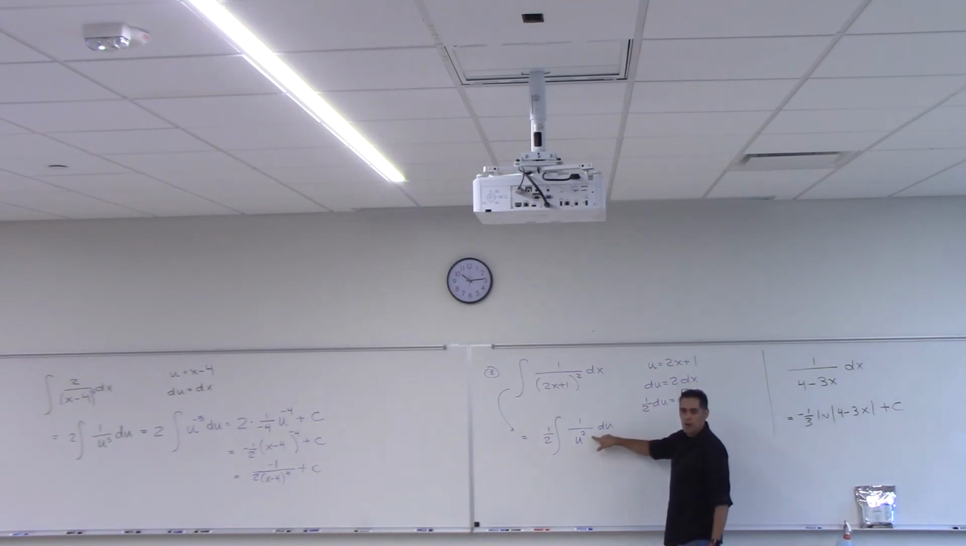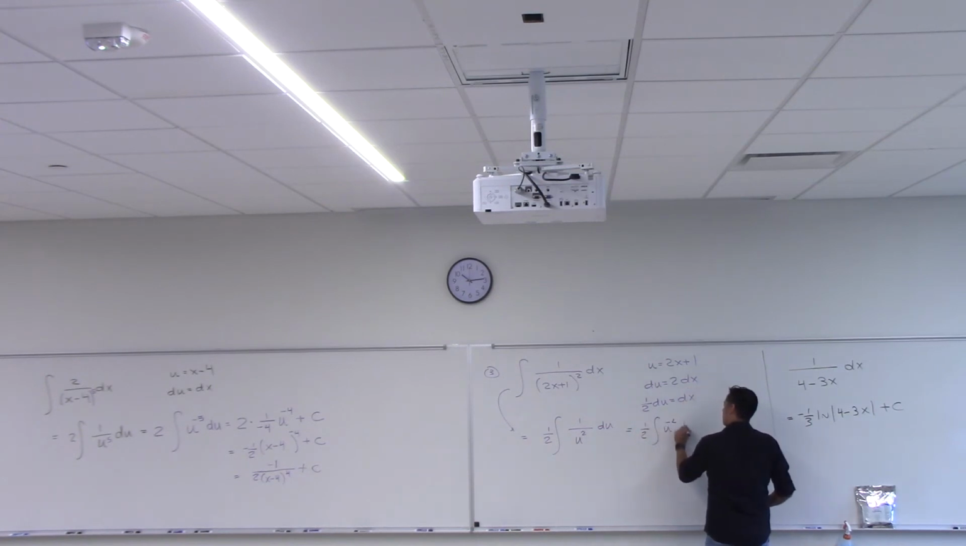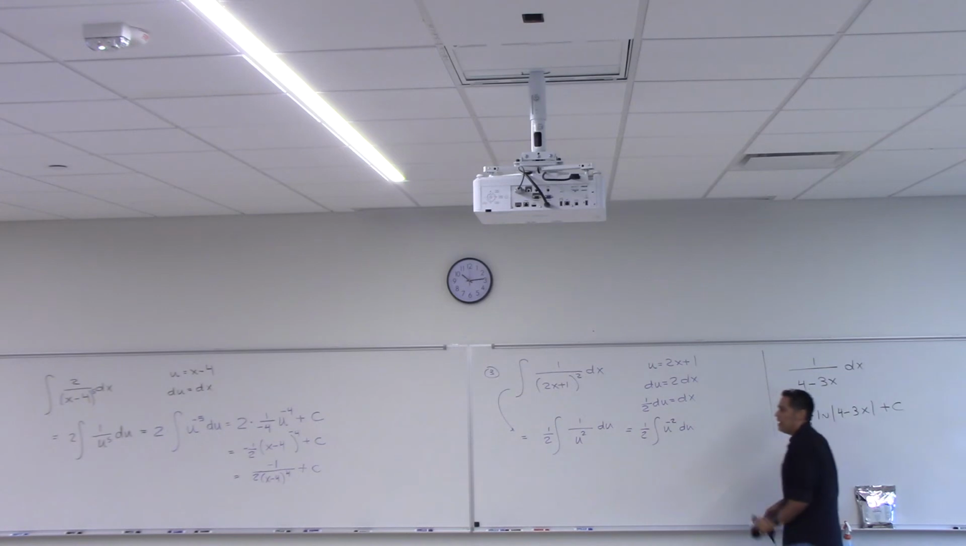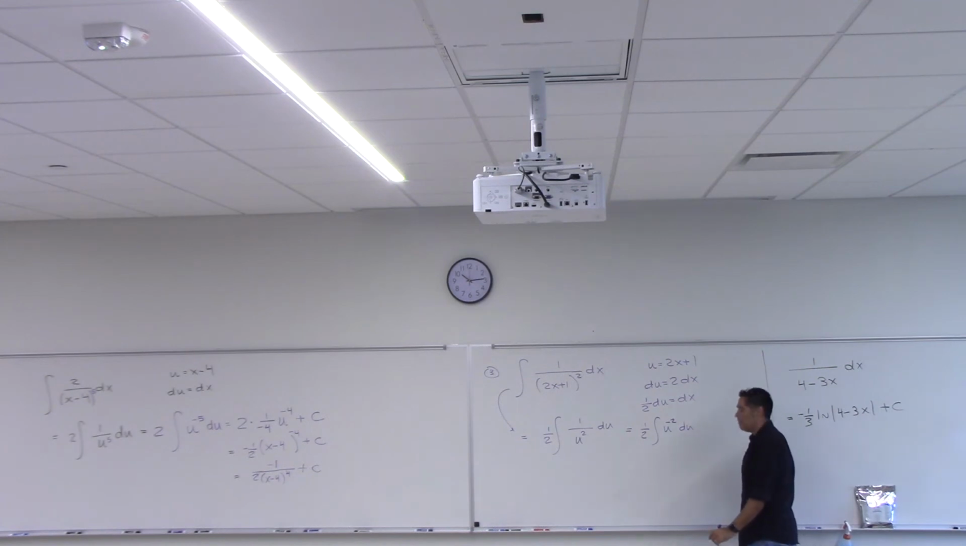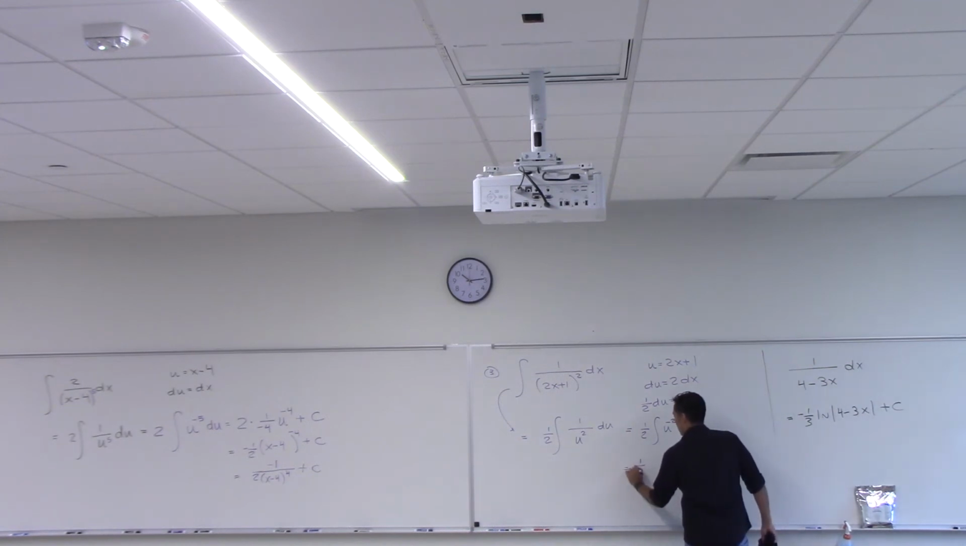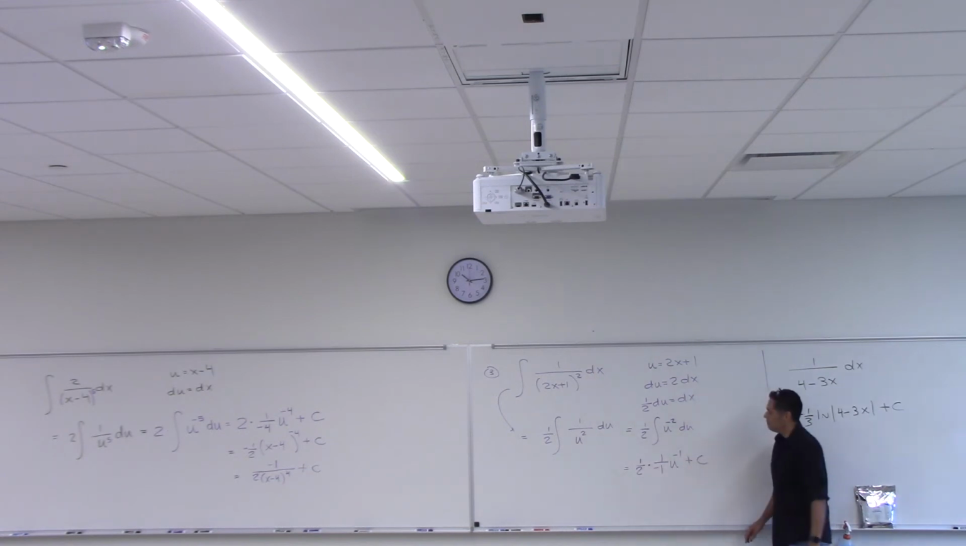This is really u to what power? Negative 2. So this is half integral u to the negative 2 du. And now the antiderivative of u to the negative 2 is negative u to the negative 1. So 1/2 times, I'll write it this way, 1 over negative 1 u to the negative 1 plus c. Power rule on this, right? You add 1 to the power, you do 1 over that power out here.